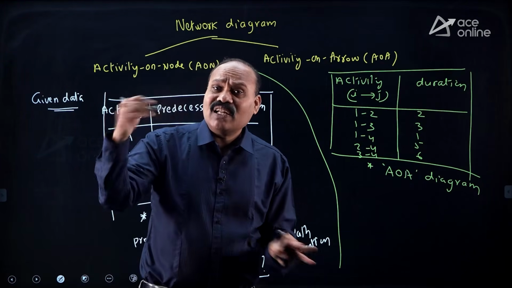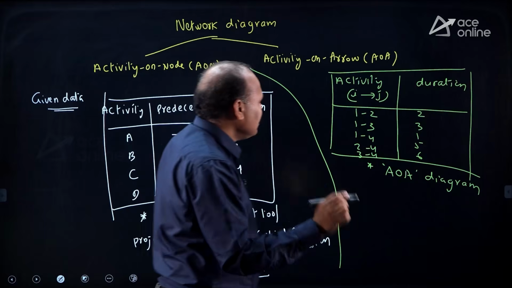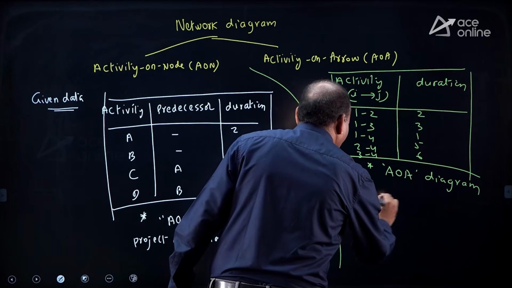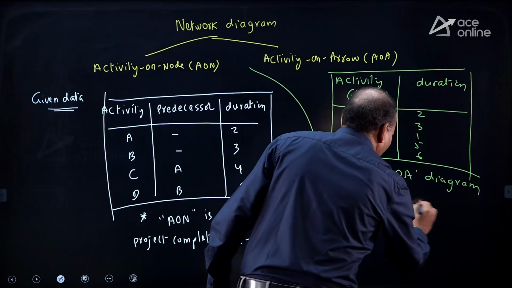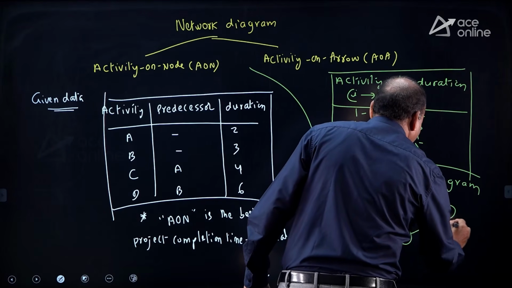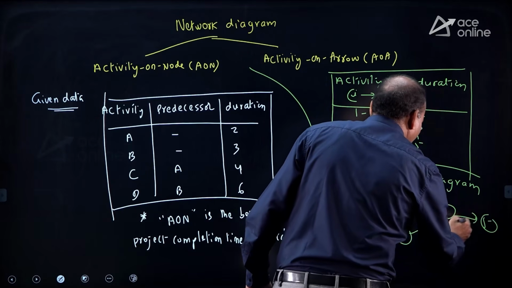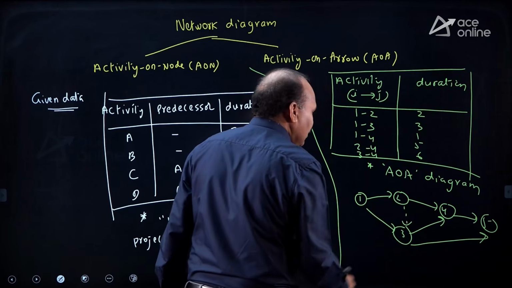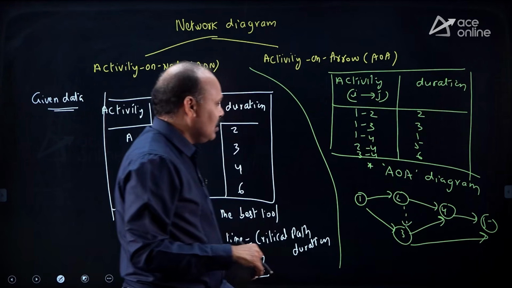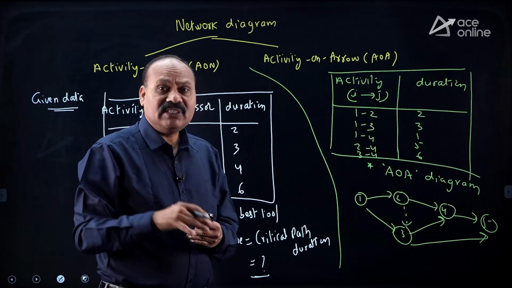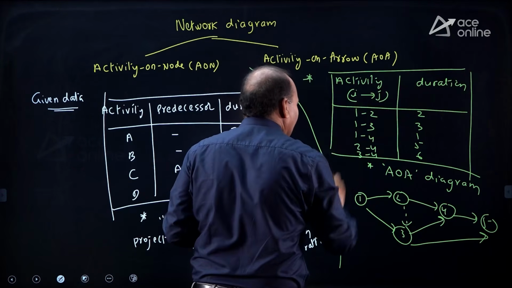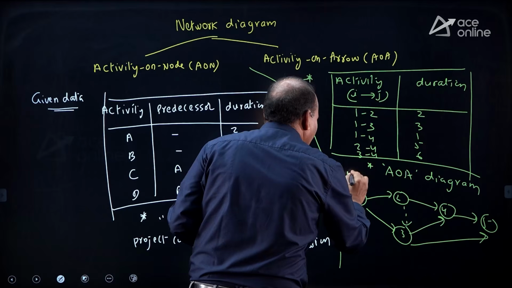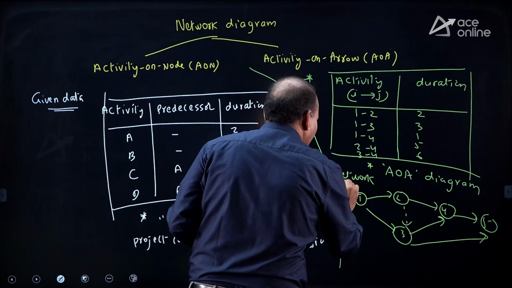And sometimes the diagram is given to you, with nodes 1, 2, 3, 4, 5 and arrows between them. If it is given, this is actually an AOA diagram. So whenever a problem is given, check it out. The given data could be in the form of a table, or a network diagram directly given.